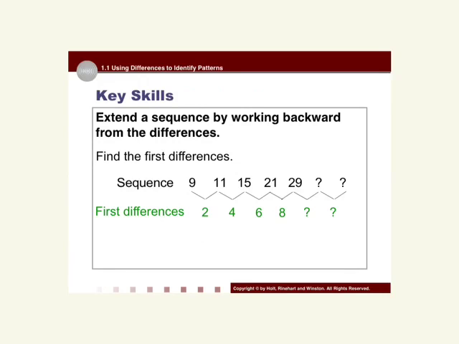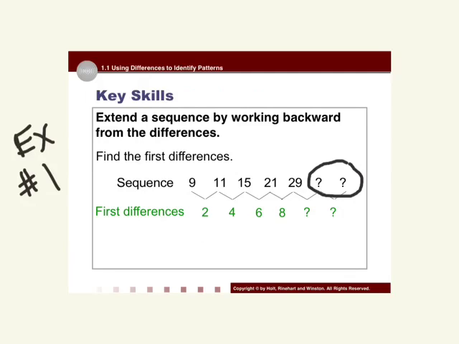Alright, example number 1. You can go ahead and put this one in your notes as example number 1 from section 1.1. In example number 1, they give us the sequence of 9, 11, 15, 21, 29, and they're asking us to go ahead and figure out what the next two numbers would be. Now, some of you may be able to just look at this sequence and say, oh, there's the pattern, here's the next two numbers. But for some of you, it may not come that easy. So what we're going to do is give you a mathematical way of searching for the pattern.